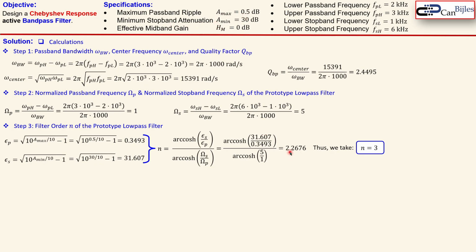If this, for example, was 2.9, we would get very close to a little bit higher than the minimum stopband attenuation. So I can already estimate that from this answer.